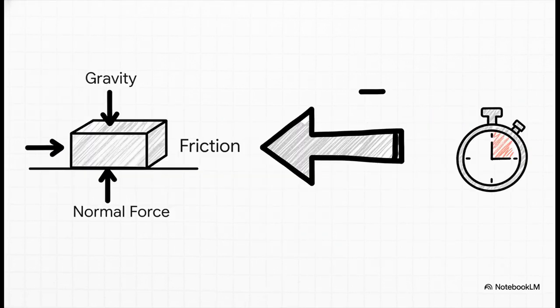On to step 2, finding the time. The friction force is pretty simple. It's just the coefficient mu k times the normal force, which on a flat plane is mg. Now from F equals ma, we can see the acceleration is minus mu k times g. And please do not forget that minus sign. It's a super common mistake. The block is slowing down, so the acceleration has to be negative. Once we have that, we can just use a basic kinematics equation to solve for the time t.